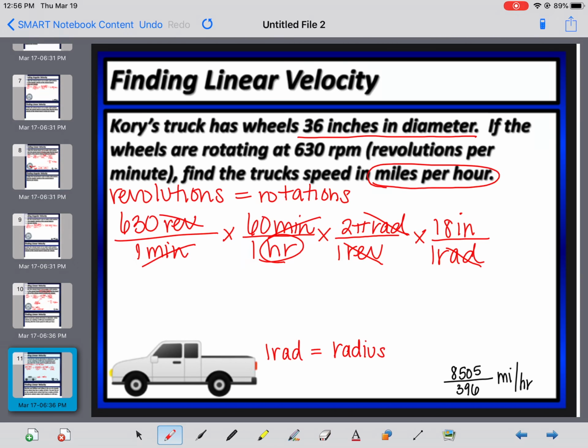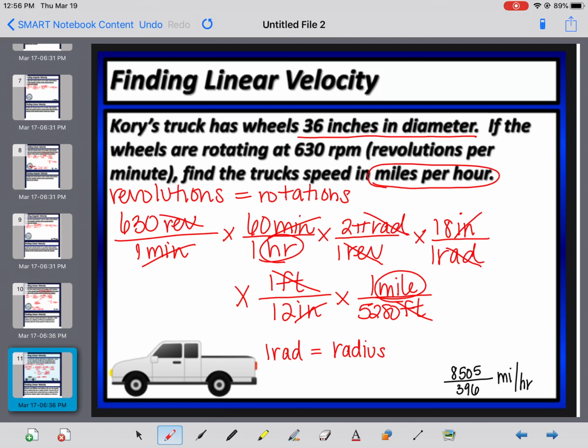I'm not done yet. I'm in inches and I need to go to miles. What would be an intermediate step here? Inches to feet. Okay, so 1 foot equals 12 inches. So make sure that the units cancel. And then finally, 5,280 feet is 1 mile. Okay, so I have arrived at miles per hour.